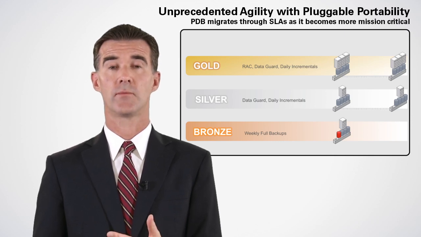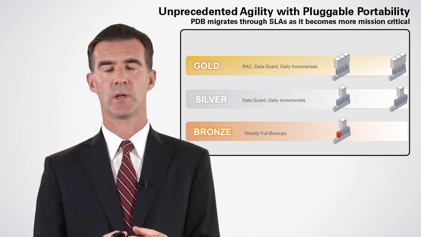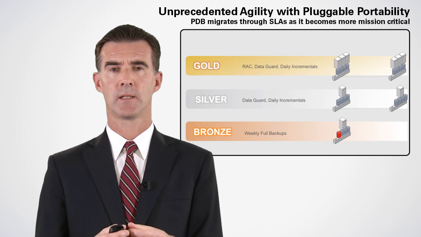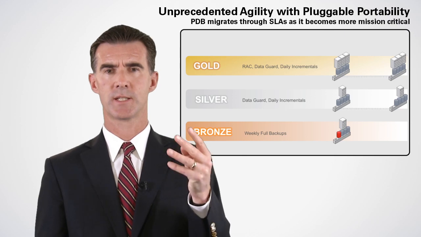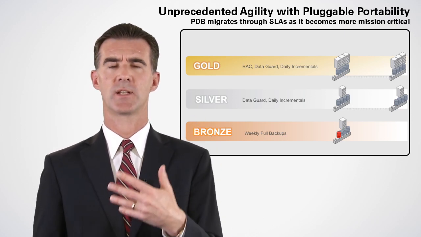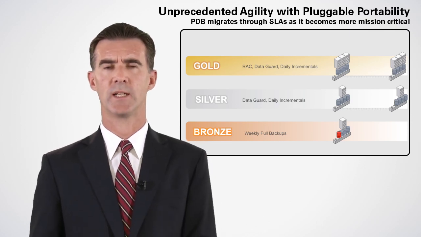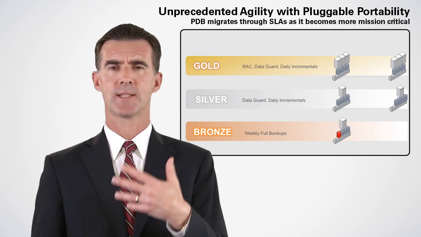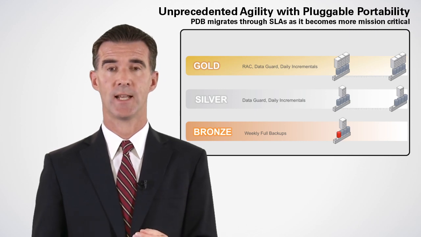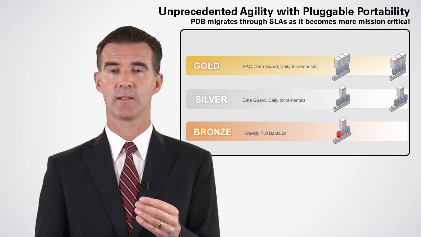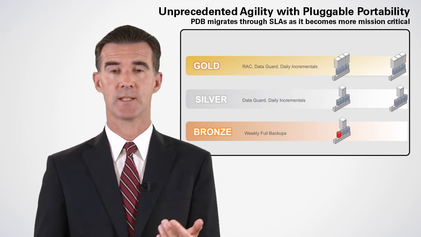Now, another example of agility delivered by Oracle Multitenant can be illustrated here. In this example, we've got 3 different container databases, one for each of 3 different service level agreements, or SLA. So there's bronze, silver, and gold. And our little PDB starts life rather humbly down there in the bronze SLA, where you only have weekly full backups. Now, as the PDB's application becomes, let's say, more mission critical, we might want to move it up to a higher SLA. Now, with Oracle Multitenant, to do that is simply a requirement of unplugging the PDB and moving it to the higher level SLA.